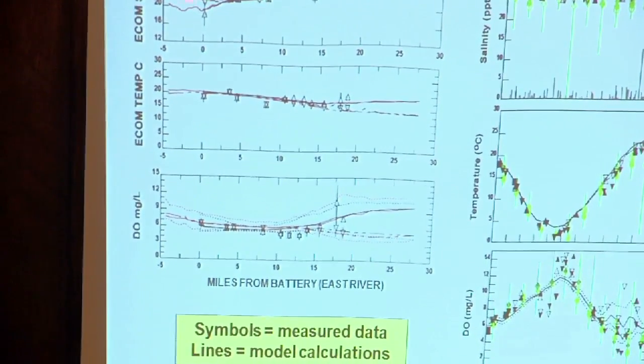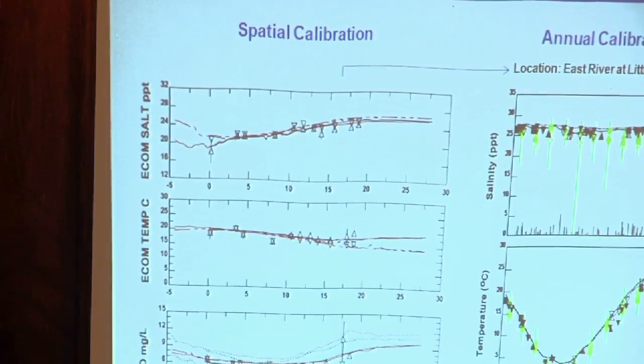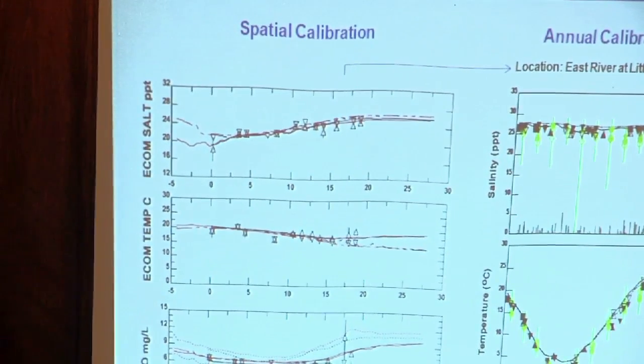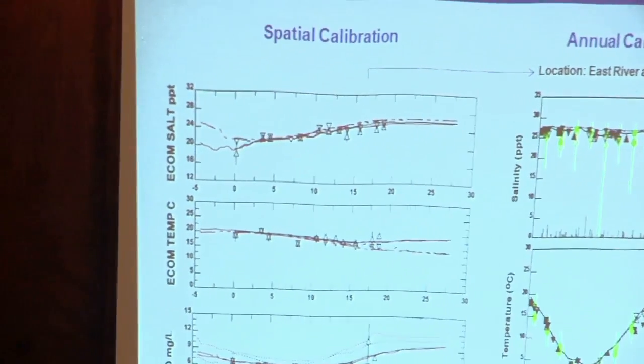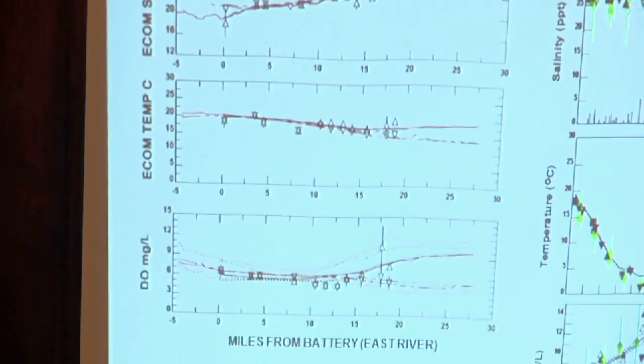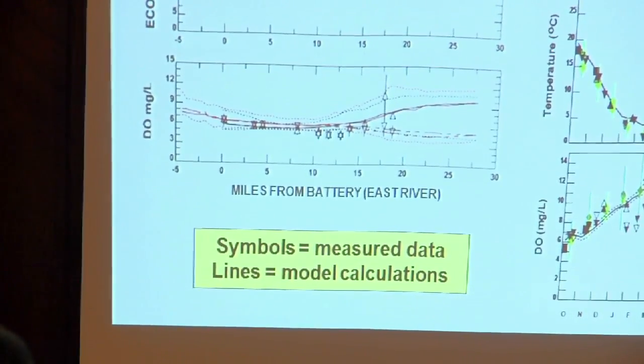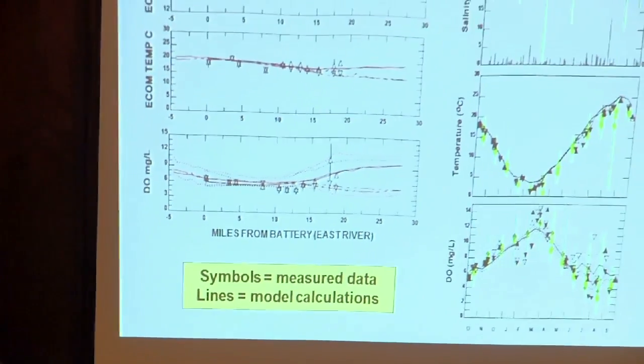The data are shown here with arrows, and the model is shown here with lines, and we have top and bottom. So if we can capture those gradients from one end of the river to the other end of the river, and we can capture where we have what we call stratification, a difference between the top and the bottom, then we consider that a good calibration.